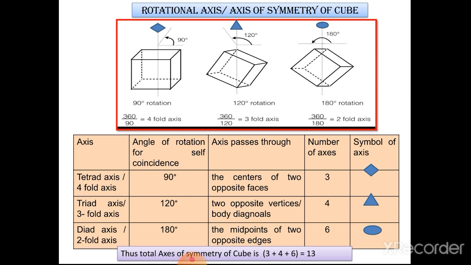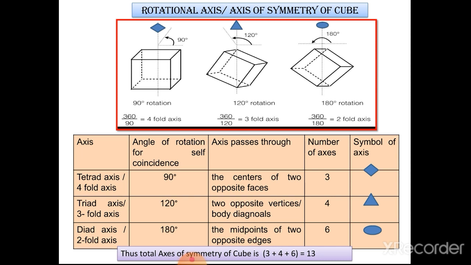Hence this axis of rotation is also called the axis of symmetry, and there are a total of four congruent positions in one complete rotation. Hence the concerned axis is also called a tetrad axis or fourfold axis of symmetry. If we observe the table, one can see that for the tetrad axis, the angle of rotation for self coincidence is again 90 degrees. The tetrad axis passes through the center of two opposite faces.